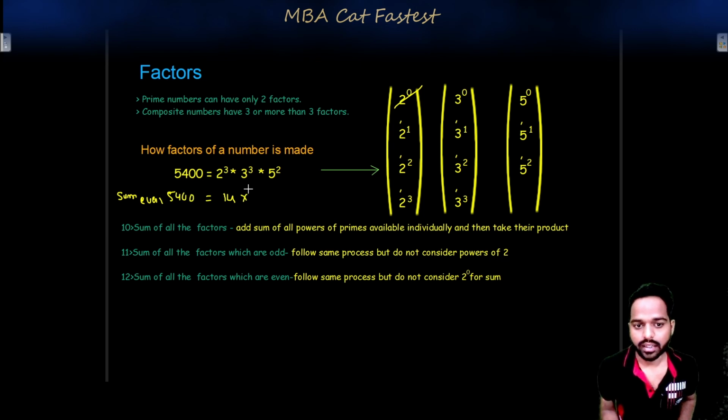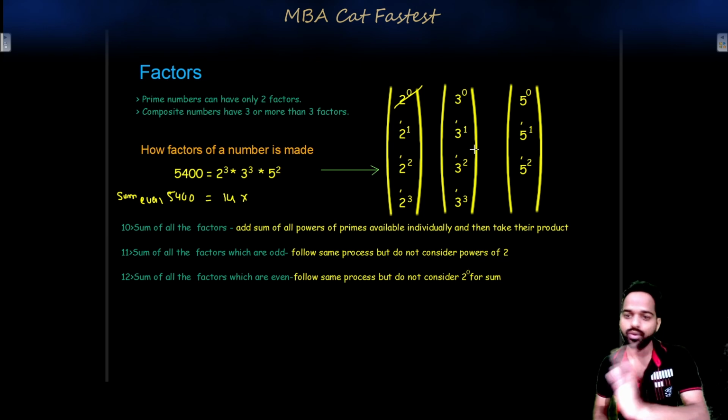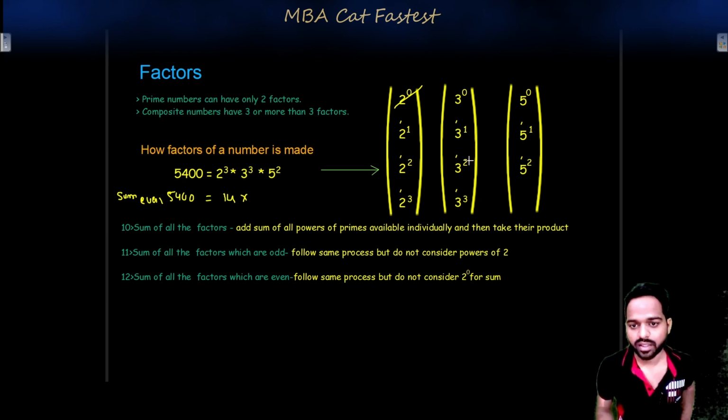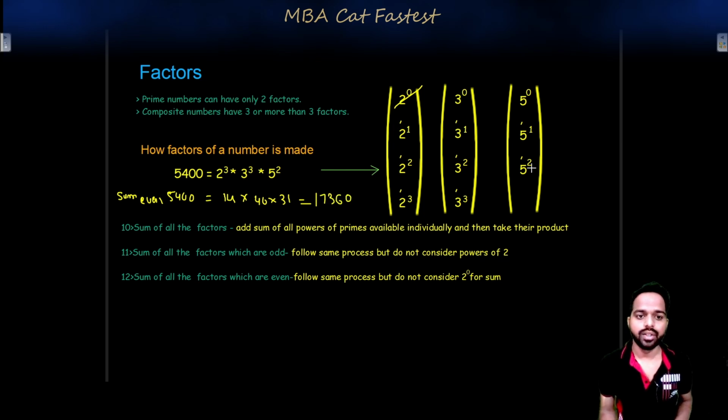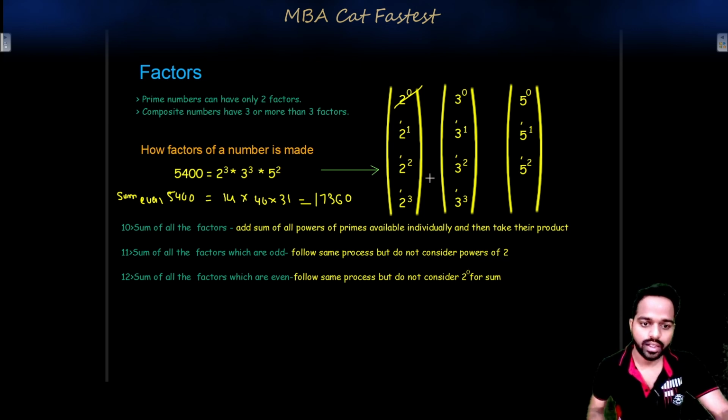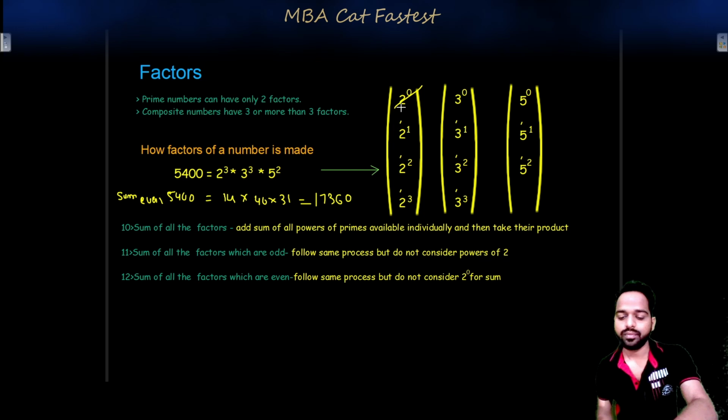And then all the things other than 2, no need to disturb, you can just write them as they are. 3 cube, summing till 3 cube: 27 plus 9, 36 plus 4, 40. This becomes 40 again, and the 5 square will become 31 again. What will this become? This will become approximately 17,360. Right. So this is the sum of all the factors which are even. What we have done here extra is we just forgot the 2 to the power 0 from the bracket of 2, and moving on.